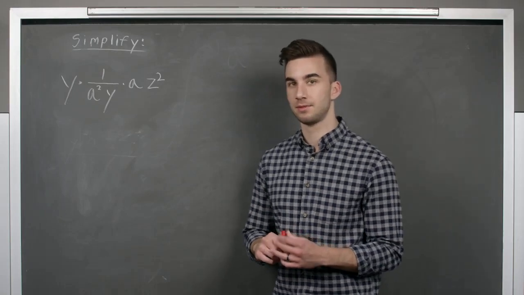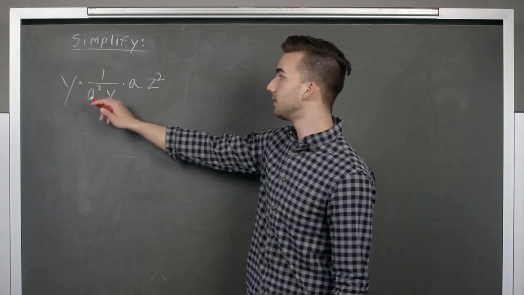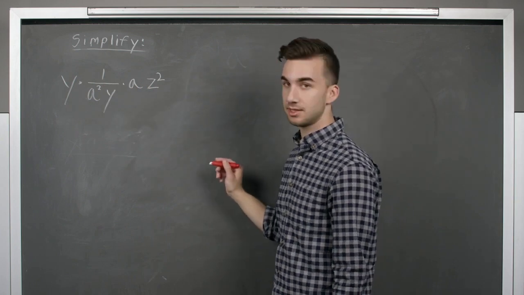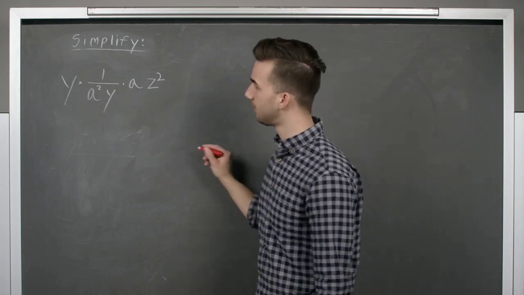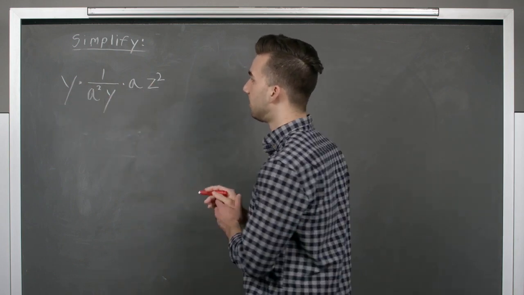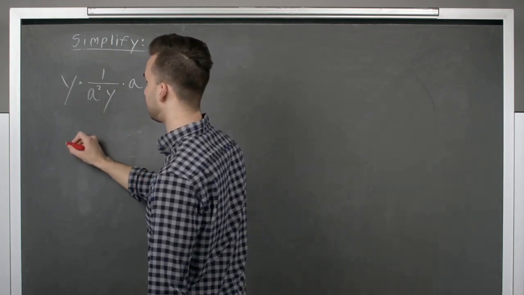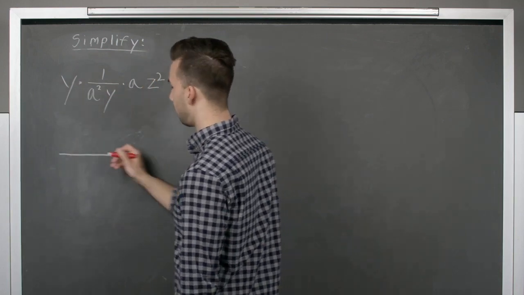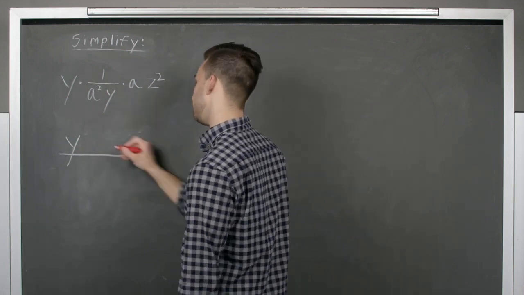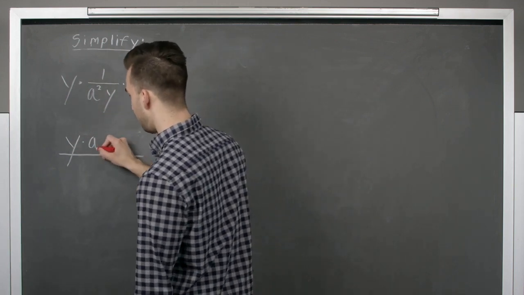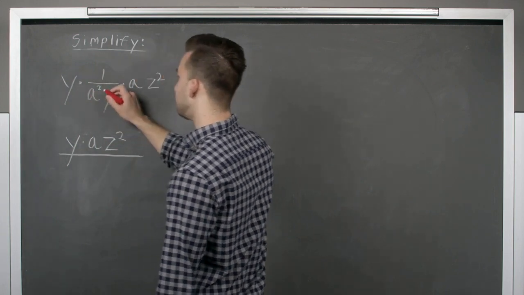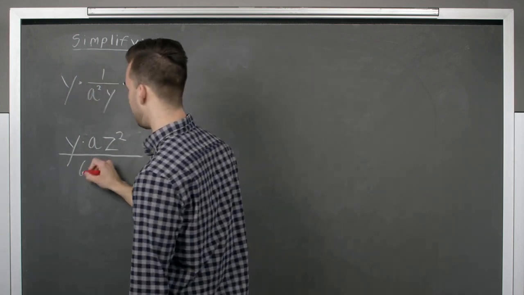In this example, we have y times 1 over a squared y times a z squared. Let's go ahead and write it all combined. So our y gets multiplied by the top. We can write this as one big fraction, y times 1. We don't need to write the 1 times a z squared. And our bottom is just a squared times y.